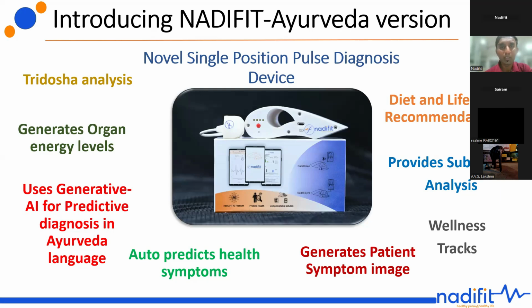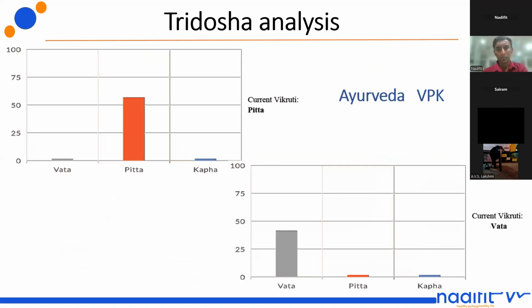And also it provides the subdosha analysis and the diet and lifestyle recommendations. So this, in detail, one by one. So the first thing is the Tridosha analysis. We know that Ayurveda stands on Vata Pitta Kapha, the Tridoshas.